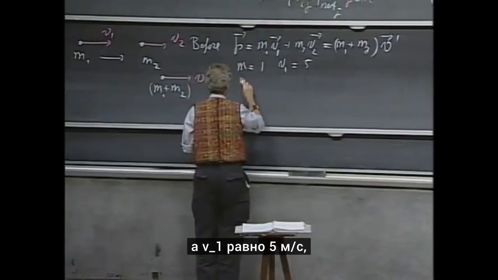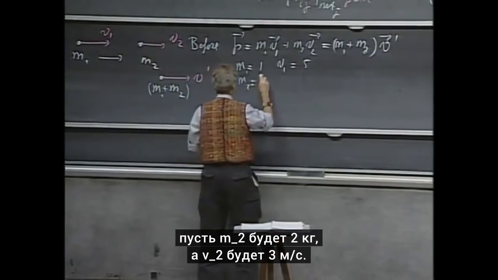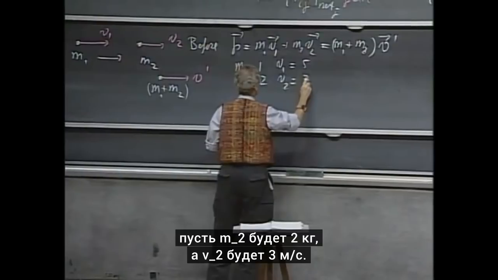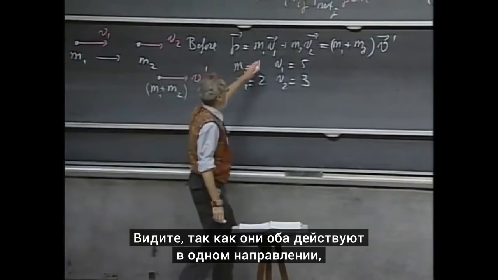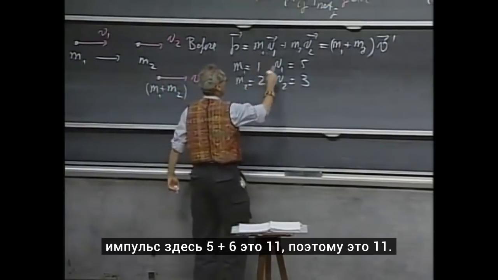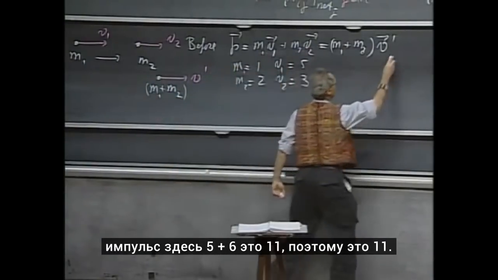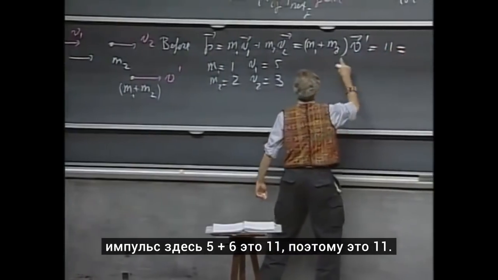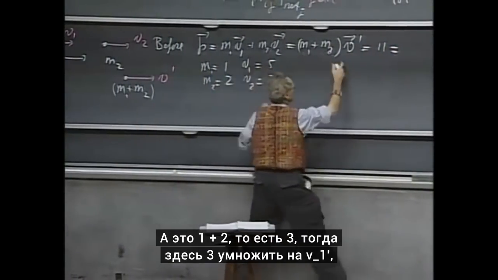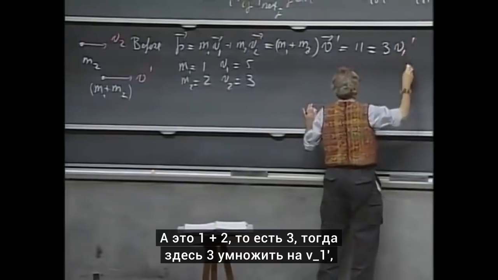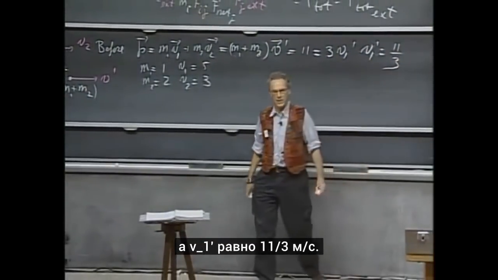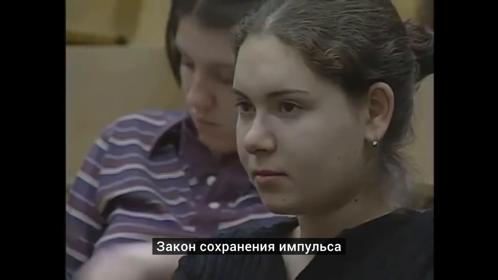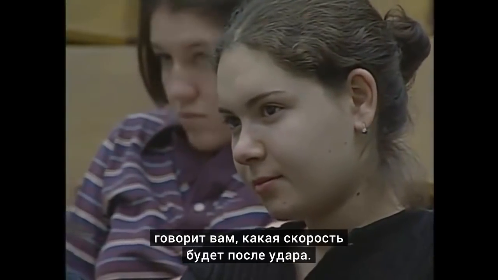per second. Let m2 be 2 kilograms, and let v2 be 3 meters per second. Then you see, since they're both in the same direction, momentum here is 5 plus 6 is 11. So this is 11. And this is 1 plus 2 is 3. So that is 3 times v prime. And so v prime is 11/3 meters per second. So the conservation of momentum tells you what the speed is after the collision.